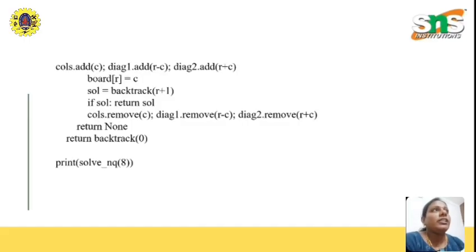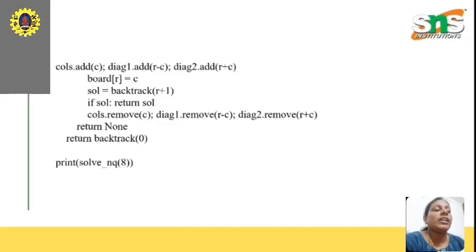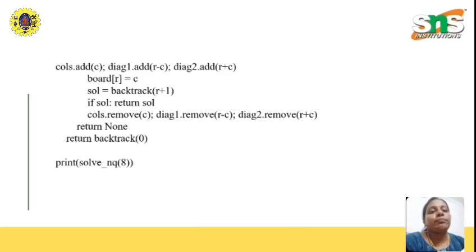If it doesn't satisfy that condition, which means two same elements are present in that column or diagonal, we have to remove that element. So columns dot remove of C, diagonal 1 dot remove of R minus C, diagonal 2 dot remove of R plus C. The return value is none because we couldn't satisfy that condition, so the backtracking operation could not happen. This is the main operation of this N Queens problem.